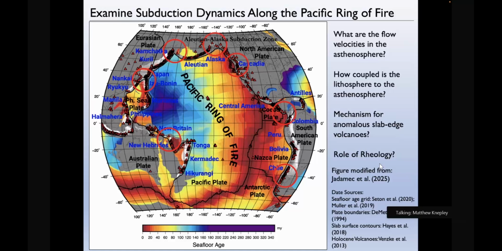A big question is how coupled the surface plates are to the asthenosphere. The layer below the tectonic plates is the asthenosphere. It has a lower viscosity by several orders of magnitude, which allows the plates to slide over it. How coupled are they? Is there drag the whole way, or are they not coupled in places? What's the real role of rheology in that?